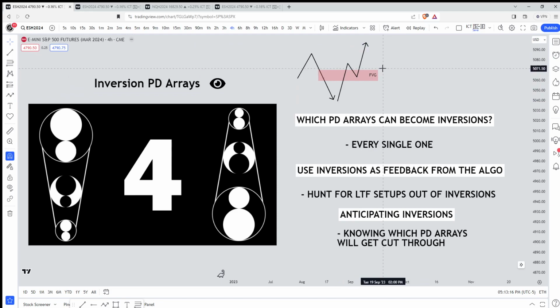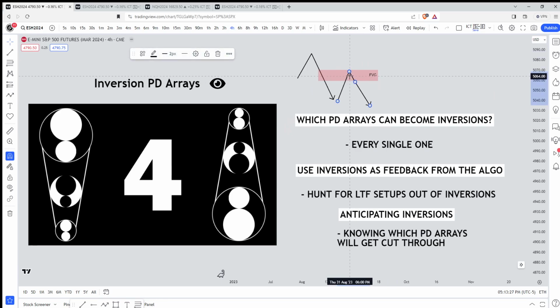So inversion PD arrays is when the normal function of a PD array gets inversed. It's that simple. So if a bearish fair value gap usually gets retested as resistance and trades lower, it does the opposite of that. It breaks above it, retests it as support, and trades higher. Now, how the heck do you know if that's going to happen? That's what this video is about. And I'm going to go over anticipating inversions before they even are inversions.